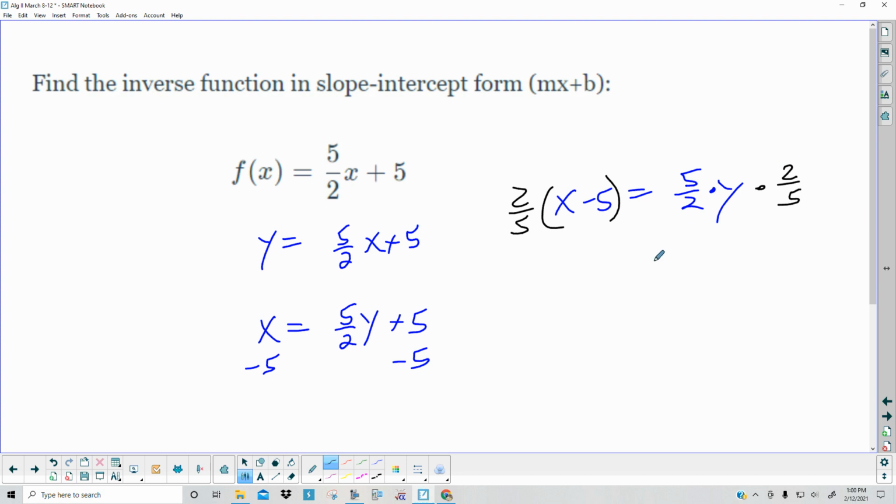So if you were to multiply straight across here, you'd have 10 over 10y, so that is just y. So in other words, the 2 cancels, the 5 cancels. Now distribute this inside. 2/5 x minus 5 times 2.